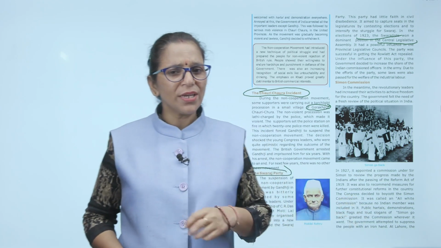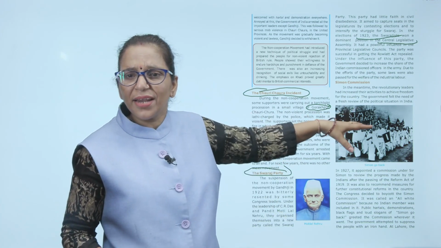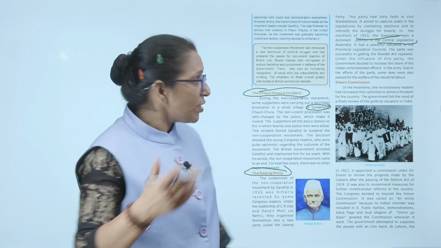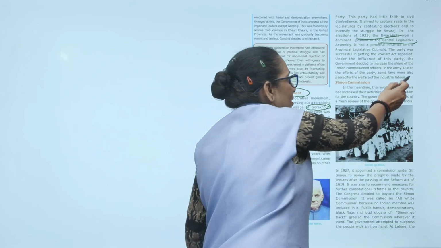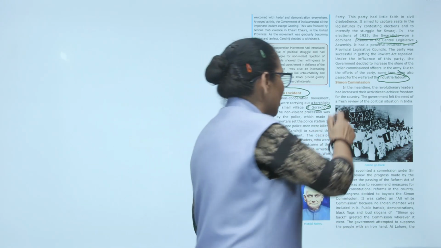The party was successful in getting the Rowlatt Act repealed. And under the influence of this party, the government decided to increase the share of Indian commissioned officers in the army also. In the army, the number of Indians has increased. And due to the Swarajists' effort only, some laws were also passed for the welfare of the industrial sector and industrial labor of India.